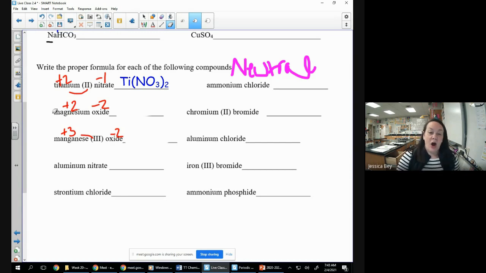Magnesium is a +2. Oxygen is a -2. So I just need 1 of each. Would have been nice if you wrote the anion first, and it could have been OMG. But, you know, it's not the way it works.